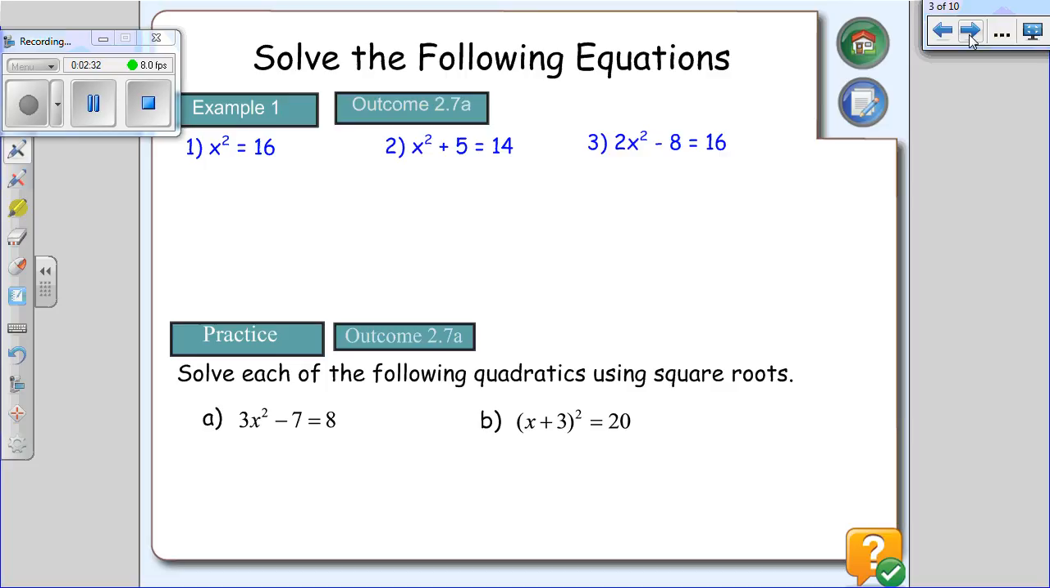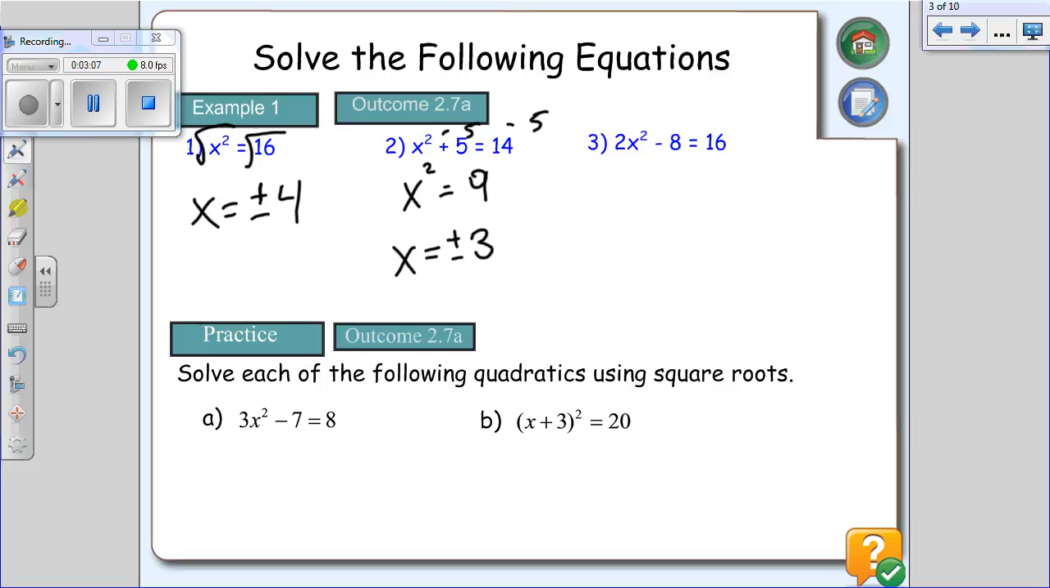So if we're doing these examples, how do I get x by itself? Square root both sides. So x is equal to positive or negative 4. That would be my answer. For number 2, minus 5 from both sides. Minus 5, minus 5. I have x squared is equal to 9. Square root both sides. X is equal to positive or negative 3.